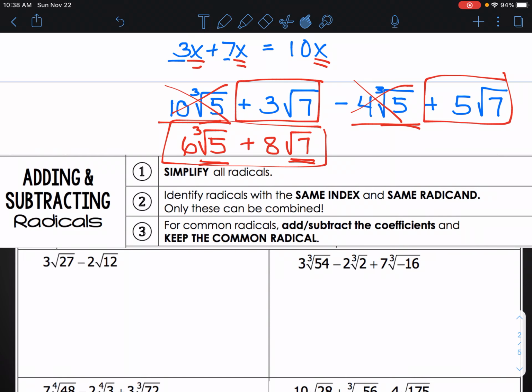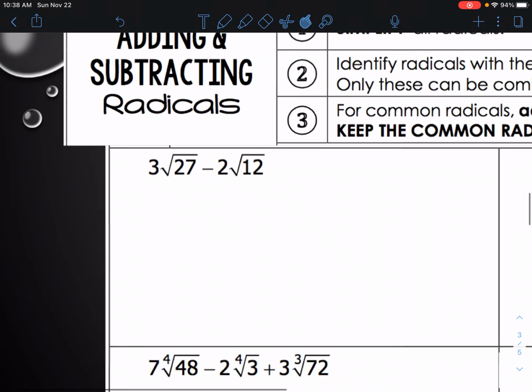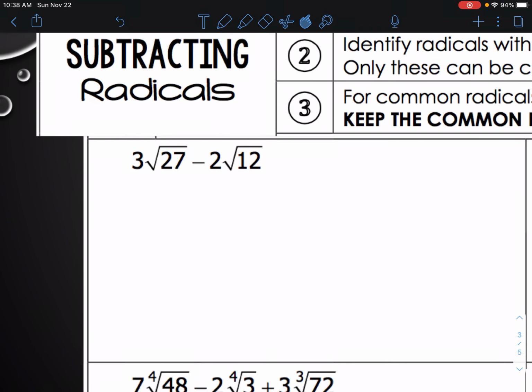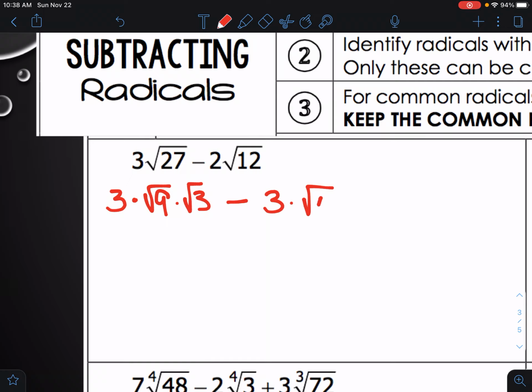And let's take this a little bit further and look at some problems where I have all these steps, like simplifying. Okay, so this one right here, we're talking about square roots. So I want to simplify the square roots first. So I'm going to break this apart. Square root of 27 is really square root of 9 times square root of 3. And then I'm going to break apart square root of 12 into square root of 4 times the square root of 3.